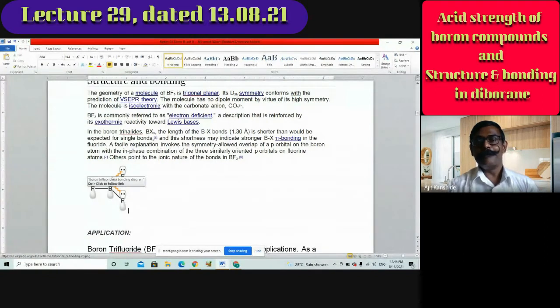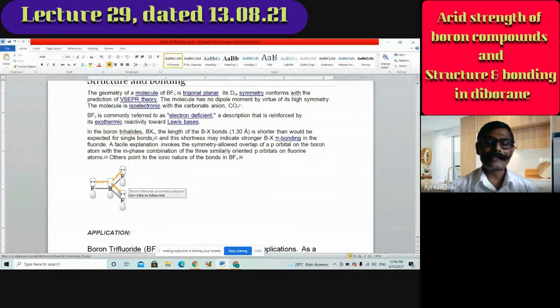In reality, BF3 at first instance we expect to be the strongest acid, but it is not that strong, because it is getting a little energy, a little electron density from fluorine. Because of that, its hunger is not completely quenched, it is decreased, and because of this decrease in hunger, its Lewis acidity is less than our expectation.